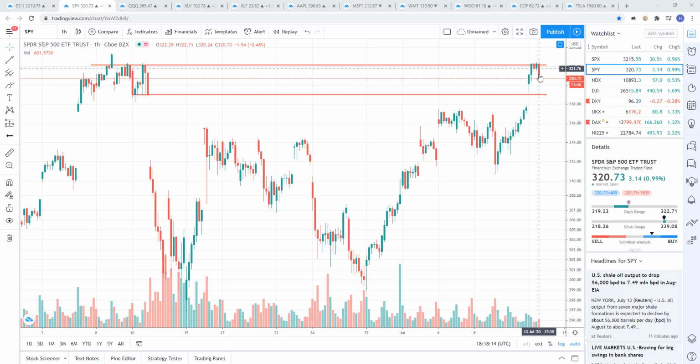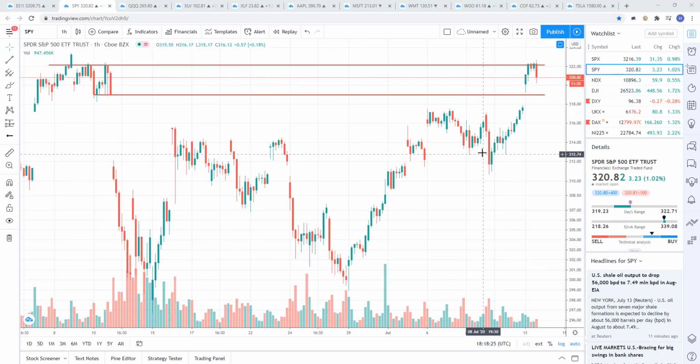I like this nice impulsive red candle here. I'd like to see it follow through, where we sell down, probably fill the gap at least down here to 317, and ideally get that today or tomorrow. Bank earnings come out tomorrow, so that's going to be a catalyst for this week, and we'll have to continue to watch that. So let's look at the banks.